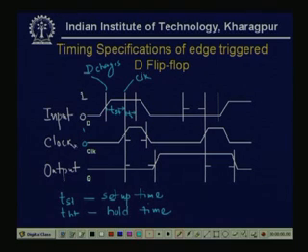Now, for the clock signal, the clock changes 0 to 1 and this is 1 to 0. So, this is my TW, the clock width or clock time.